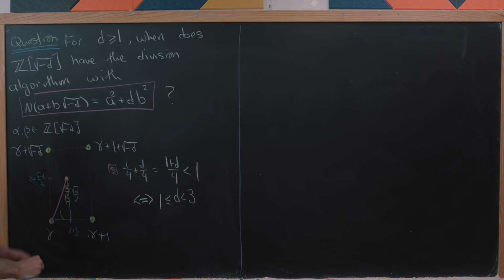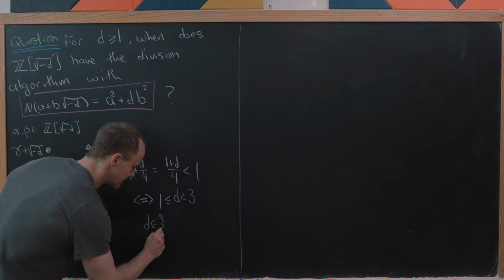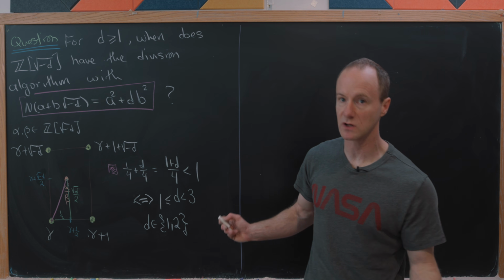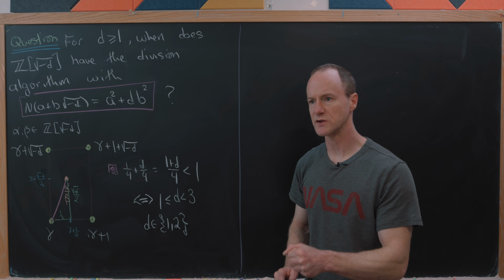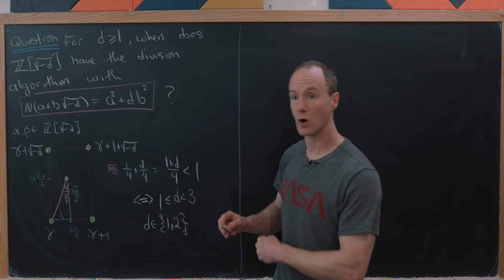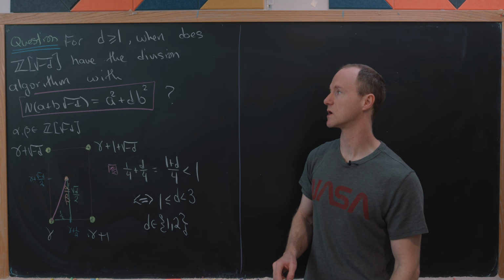Let's observe that we assumed at the get-go that d was bigger than or equal to 1. That means that the only cases when we get division with remainder using the Euclidean norm, in other words, when we have a norm Euclidean domain, is when d is equal to 1 or 2.